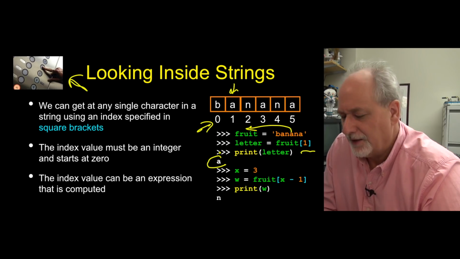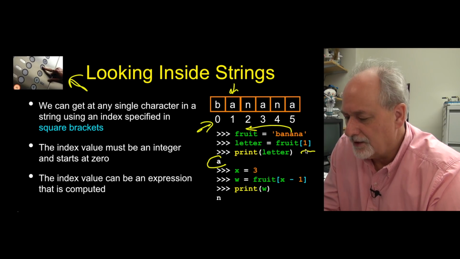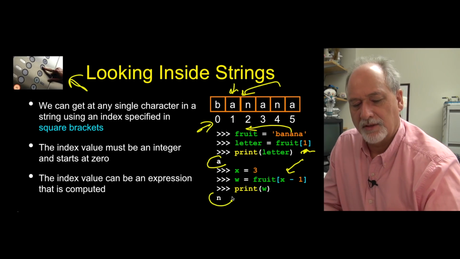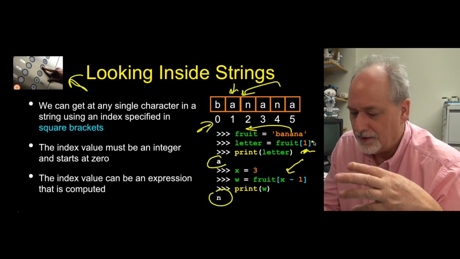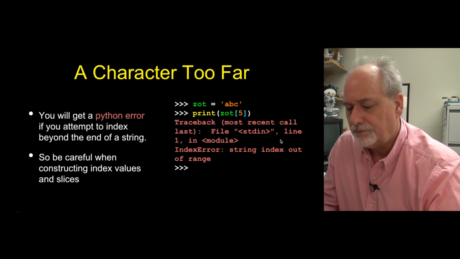Of course, that's either a well-chosen variable name or a badly chosen variable name. And the thing that goes inside this can either be a constant or it can be an expression. So this is x equals 3, and then fruit sub x minus 1, well that means 2, which is position 2, which is an n, and so that gives us an n. So the index is an operator, and you can add this bracket syntax to the end of a string variable.